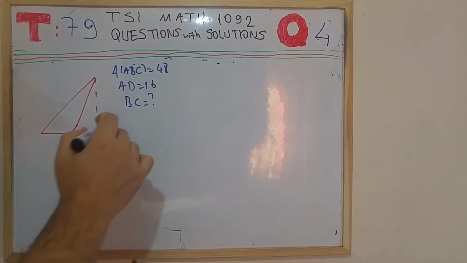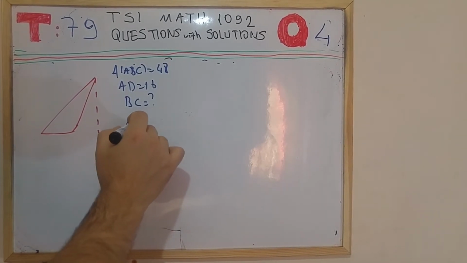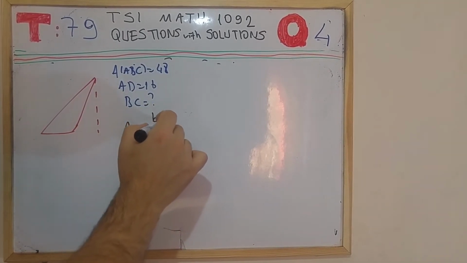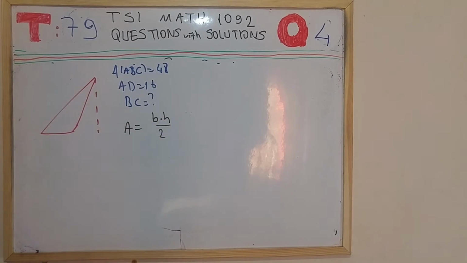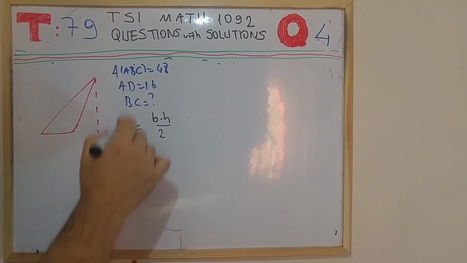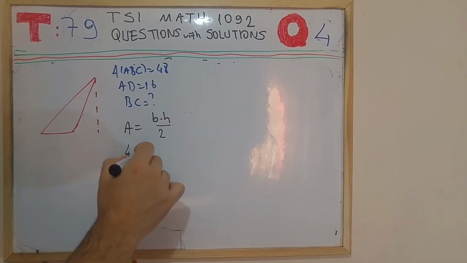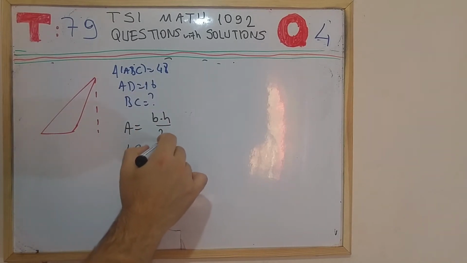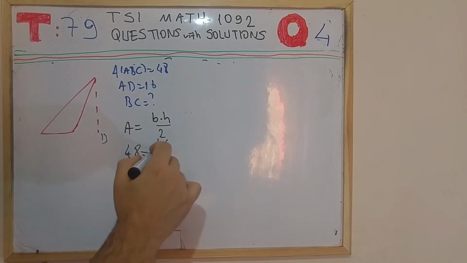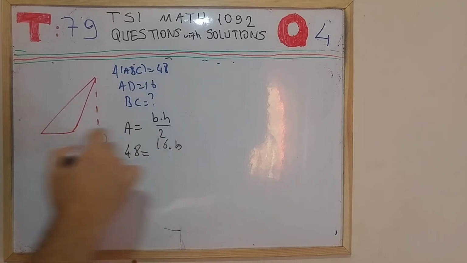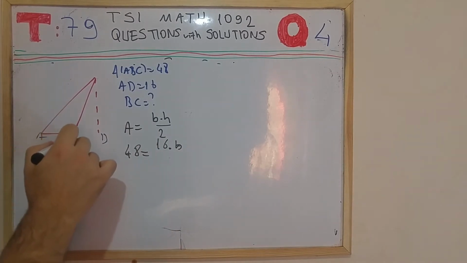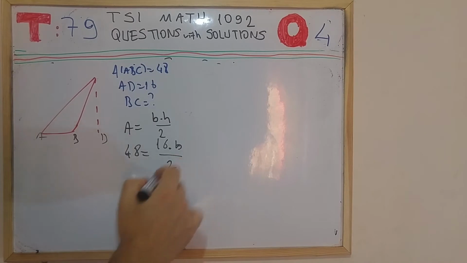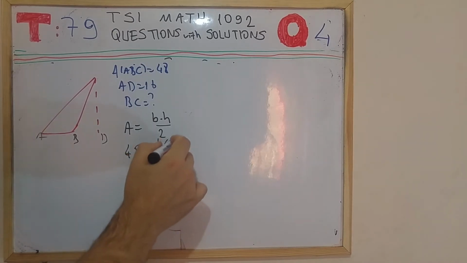Area of a triangle is again equal to the multiplication of base and height divided by 2. Here what we have is 48 as area, which would be equal to height, which is 16, here, times base, which I'm looking for, divided by 2. Therefore this will be 8.